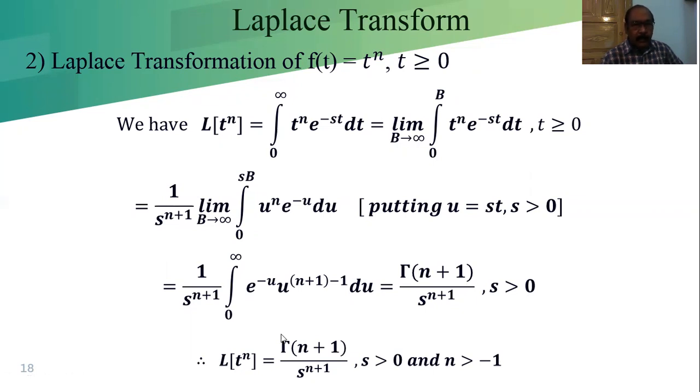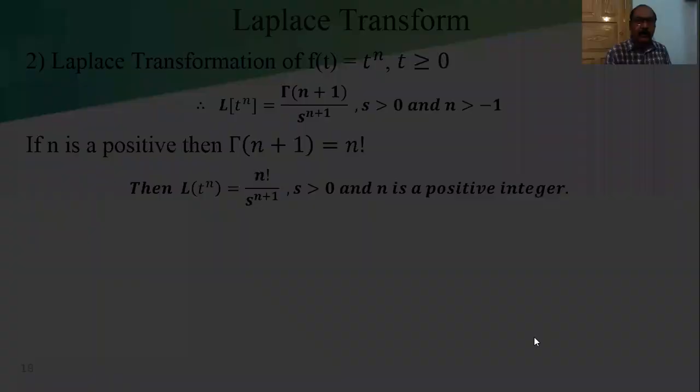So therefore our result: Laplace transformation of t to the power n equal to gamma n plus 1 by s to the power n plus 1, s is greater than 0, n is greater than minus 1.